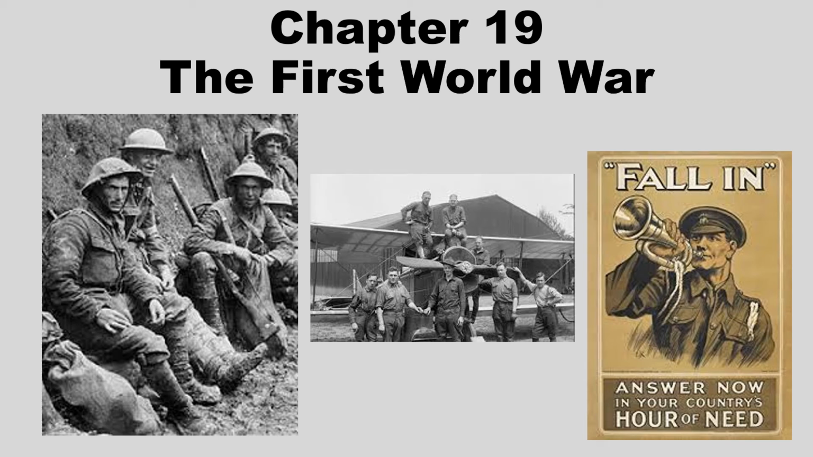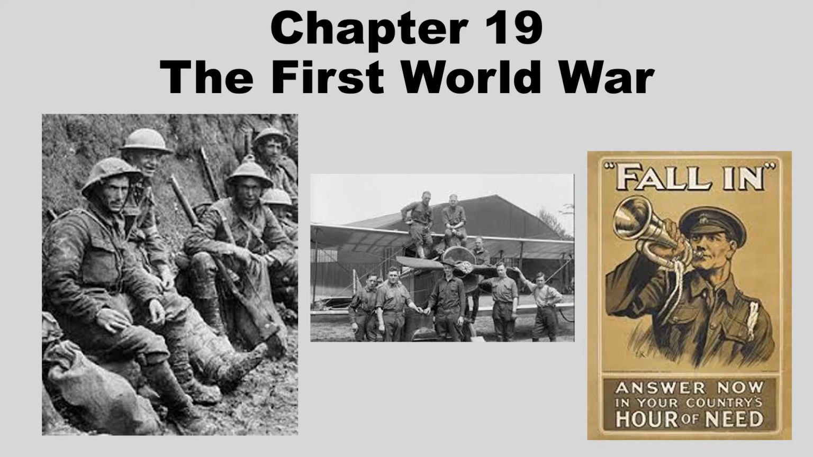Chapter 19, the First World War. Although many Americans wanted to stay out of the war, several factors are going to make American neutrality very difficult to maintain. As an industrial and imperial power, the United States felt many of the same pressures that led the nations of Europe into devastating war.